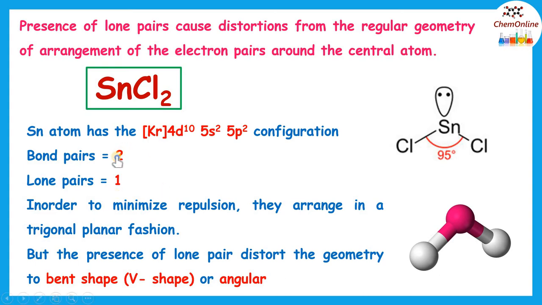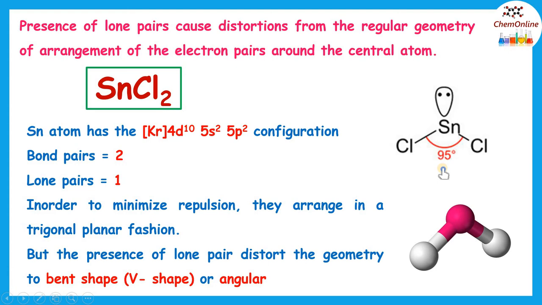So here there are 3 electron pairs in total, 2 bond pairs and 1 lone pair. When we have 3 electron pairs, the expected geometry will be trigonal planar. So we expect a trigonal planar geometry for SnCl2. But one of the corners is occupied by a lone pair instead of an atom. So this lone pair distorts the geometry from trigonal planar to a bent shape, as you can see here. It may be called a bent shape, V shape, or an angular shape.